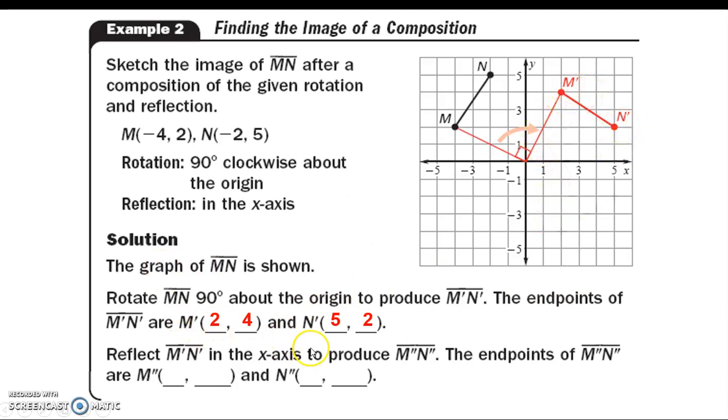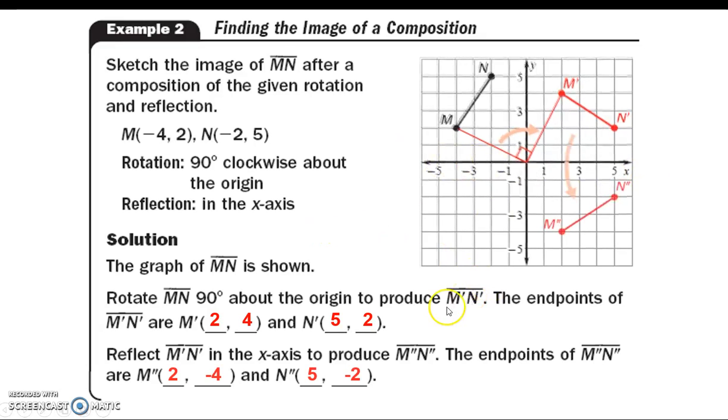The coordinates will be (2, 4) and (5, 2). This is a rotation of 90 degrees. And then we're going to reflect it over the x-axis. And when we do that, the new coordinates will be (2, -4) and (5, -2). So rotate it and then reflect.